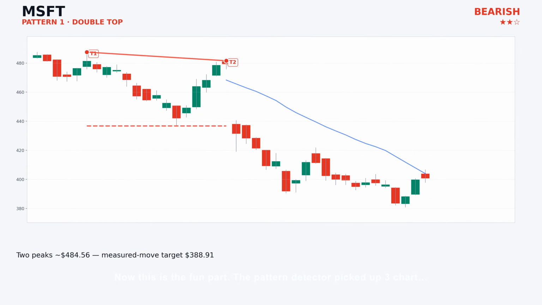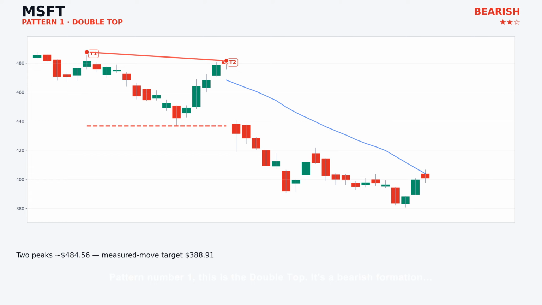Pattern number 1, this is the double top. It's a bearish formation with 2 out of 3 strength. 2 peaks, $484.50, measured move target $380.91. You can see on the chart exactly where the key swings line up. That's what confirms the structure, not just my word for it.